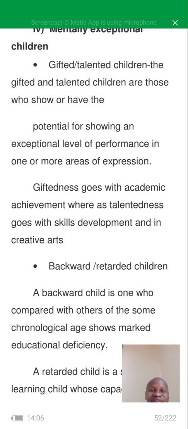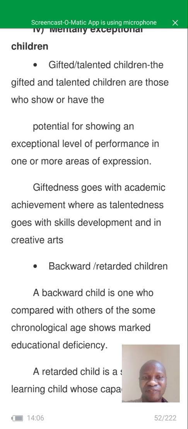Then we have what they call the backward retarded children. Who is a backward retarded child? A backward child is someone who, compared with others of the same chronological age, shows marked educational deficiency. So what does backward retardedness mean? It means a child cannot do what children of his or her age can do.